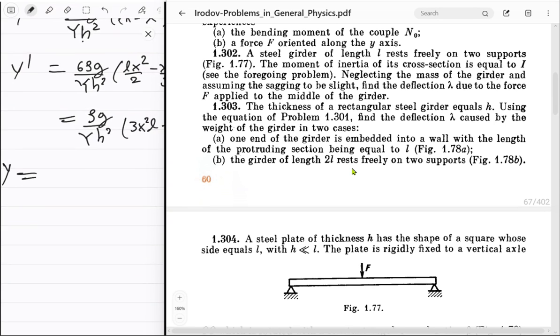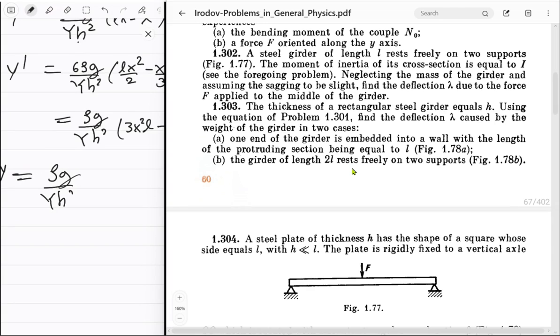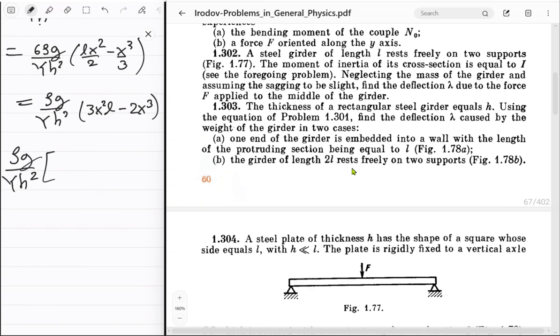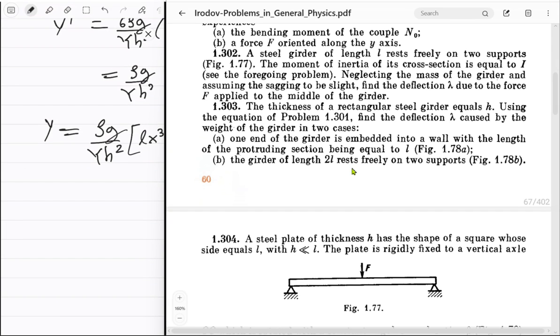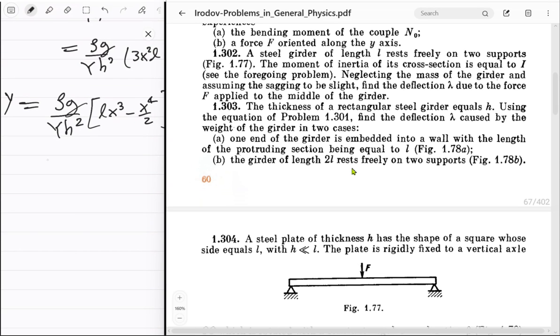So y is just equal to rho g upon Young's modulus h squared. This is going to be what? Lx cube minus x power 4 upon 2, as it goes from something to something. Actually, this will be this plus some constant. Where is this 0, by the way? We don't know actually. Do we? Y is 0 at x equal to L. So if we go from L to some other x, at L it's 0, at x it's something, right? Then you just get y. Cool. So just put that in there.